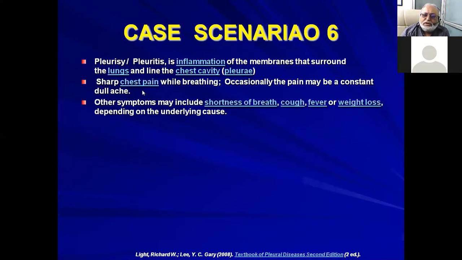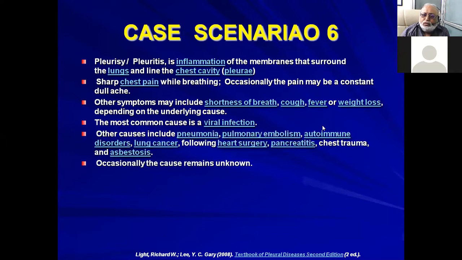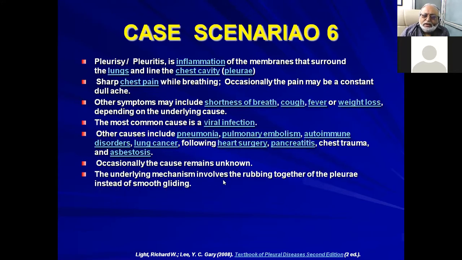So the patient has a sharp chest pain, shortness of breath, cough, fever, or weight loss depending on the underlying causes. Of course, tuberculosis is still one of the commonest causes, but even viral infection is very important. Other causes include pneumonia, pulmonary embolism, autoimmune disorders, lung malignancy, or following heart surgery, hepatitis, trauma, and even asbestosis. Sometimes it remains idiopathic. The underlying mechanism involves, as I said, the rubbing together of the pleura instead of smooth gliding.